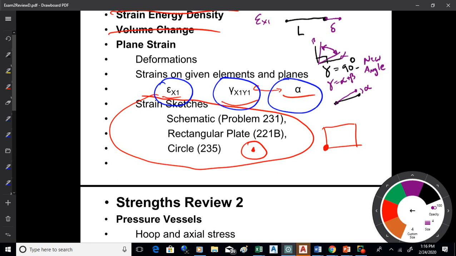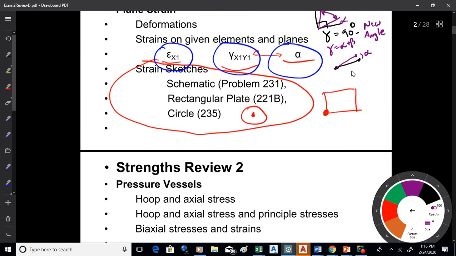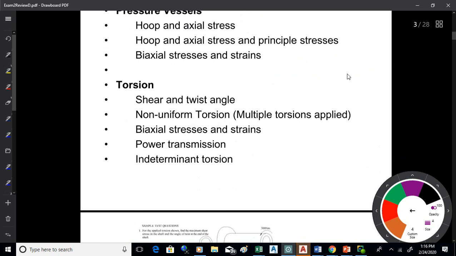All right, so what we did with this is we calculated strains at different angles. Then we came up with sketches based on our deltas. We did it for a schematic, a rectangular plate, and a circle. We did all of those. We did hoop and axial stress for pressure vessels and then found stresses and strains at different angles. Then we looked at torsion. We did shear and twist angle, non-uniform torsion, which is when you have multiple torsions applied, biaxial stress and strain, power transmission, and indeterminate torsion.